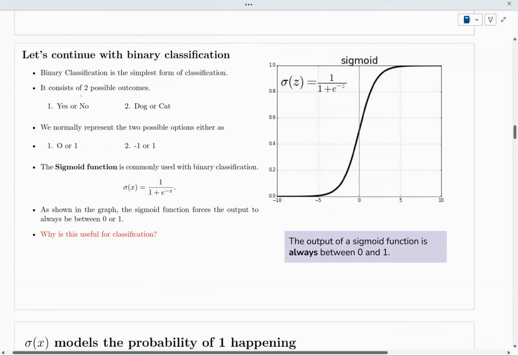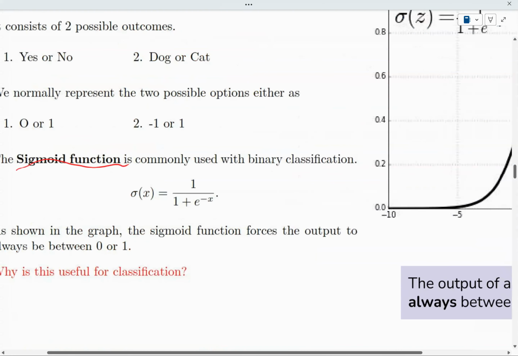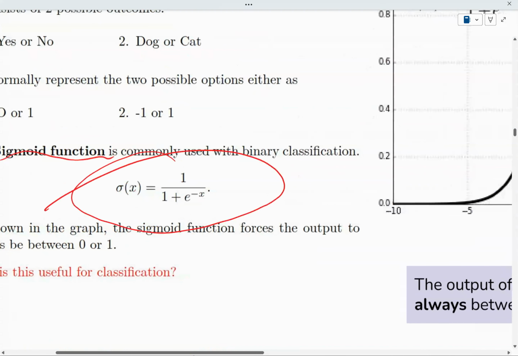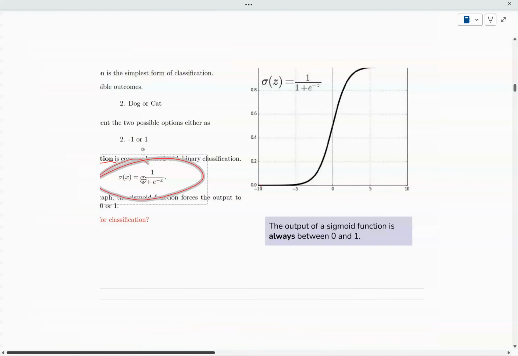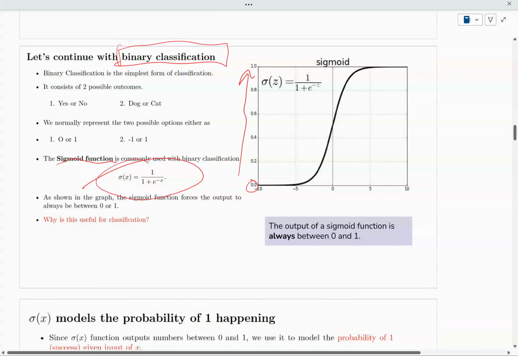It consists of two possible outputs, yes or no, dog or cat, right? And we normally represent the binary, like I said, as 0 or 1, or sometimes we represent the labels as -1 or 1. The function that we use for binary classification the most is called the sigmoid function. The sigmoid function looks something like this. And when we plot out the sigmoid function, it goes from 0 all the way to 1. So the output of the sigmoid function is between 0 and 1.